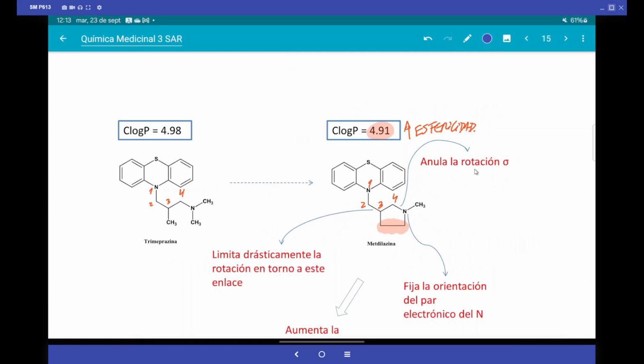cancel the sigma rotation of the link that is marked here with the arrow. That is, initially this link is rotatable, and now it is not rotatable. 100% cancelled its movement. Another observation: this link is rotatable at the beginning with difficulties, because there is a methyl group, but now the cyclized compound becomes more drastically rigid, because we already have a complete structure, heavier, with greater inertia. That makes the rotation between carbon 2 and carbon 3 even more difficult.